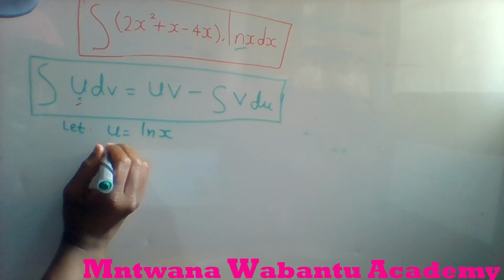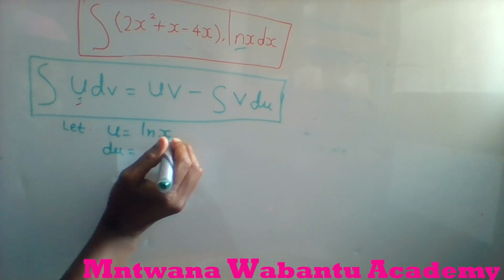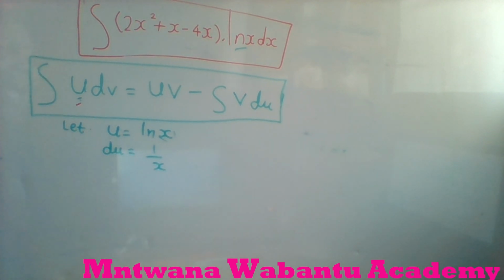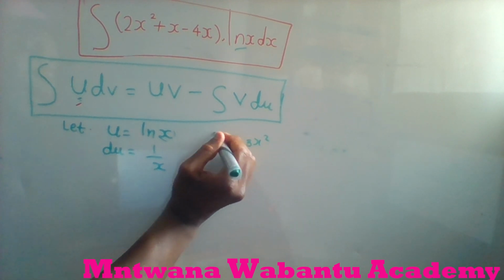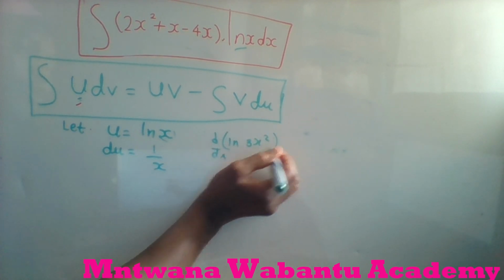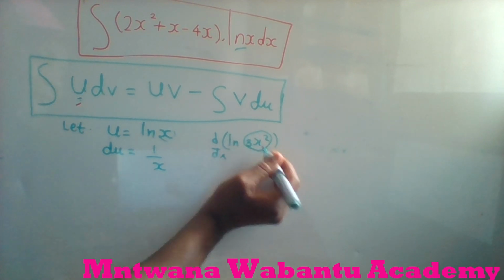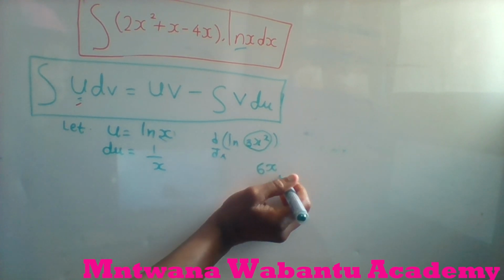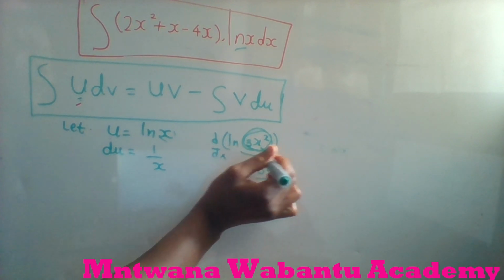When you differentiate u, you get du. When you differentiate ln of x, first you differentiate whatever is inside the ln, which gives us 1 over x. Like, let's say you differentiate ln of 3x squared. You differentiate whatever is inside, which gives us 6x, because the 2 comes down, and x to the power 2 minus 1 is x, over 3x squared. That's how you differentiate the ln.